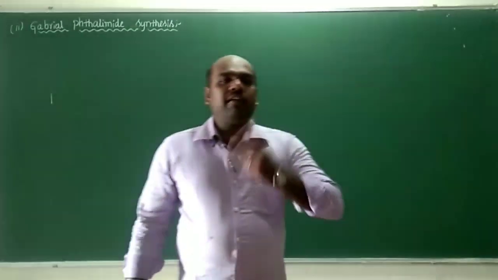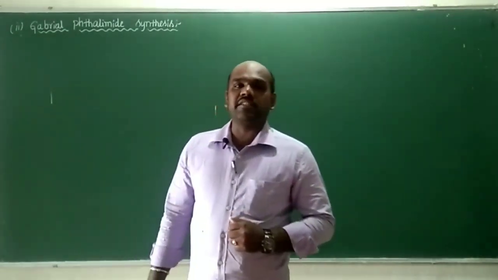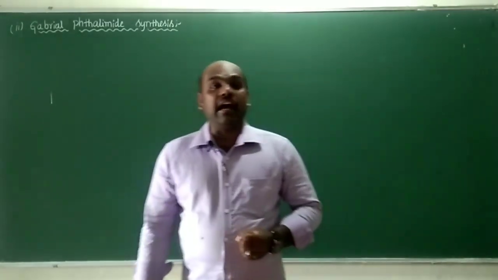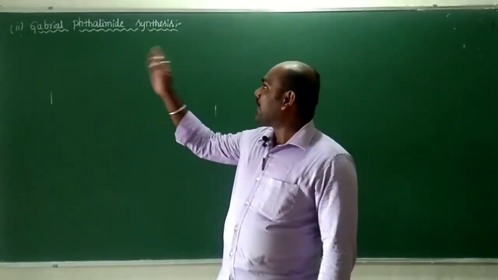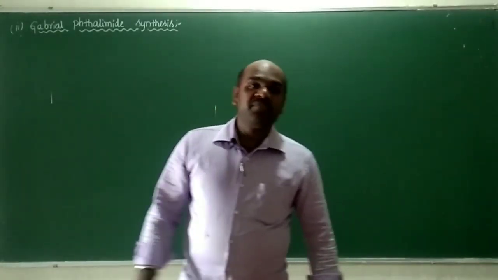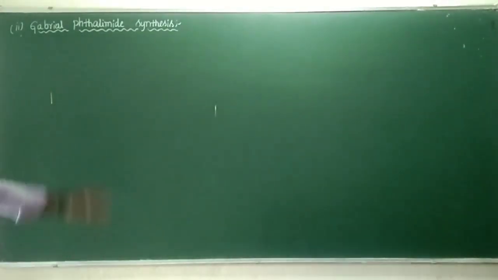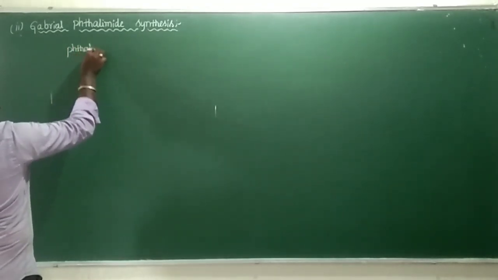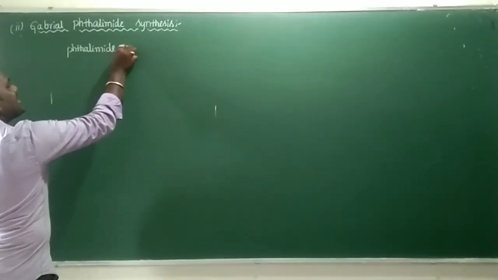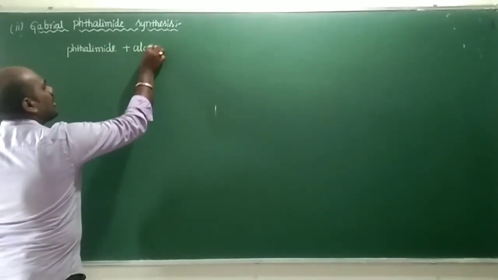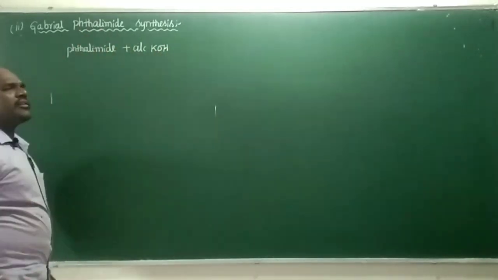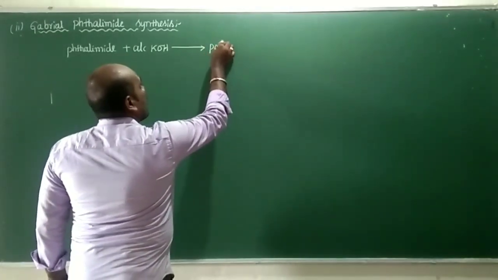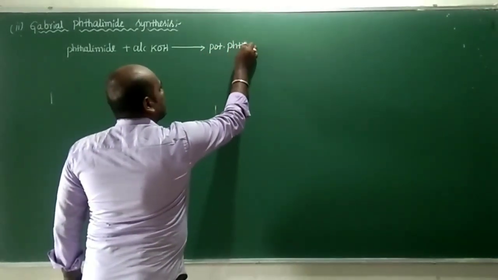Okay, so we have already given one important method for the synthesis of amines, and now we shall go with the second method of synthesizing amines. The most important one is Gabriel phthalimide synthesis. In this method, firstly we consider phthalimide, and this phthalimide will be reacted with alcoholic potassium hydroxide, or we can take sodium hydroxide also, so that we will be getting potassium phthalimide.